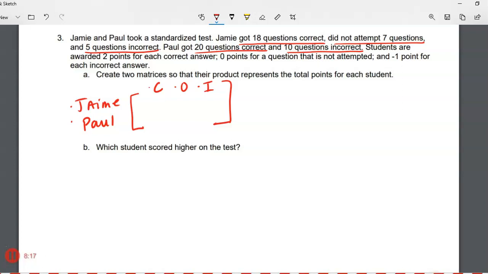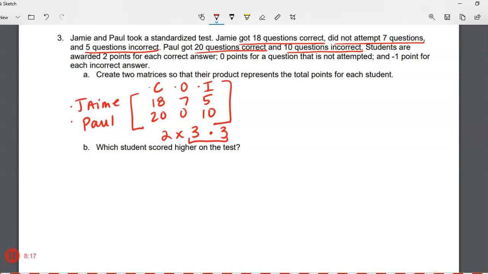All right, so let's record our numbers here. We got 18 correct for him. He omitted 7. Incorrect, he got 5. He got 20 right. He didn't omit any, and then he got 10 incorrect. All right, we're trying to figure out the score. So far I know I have this one as a 2 by 3. And that's what I was talking about. If we're going to multiply to figure out their point count, we got to get something with a 3 here. And then we don't care about the rest, but these have to match.